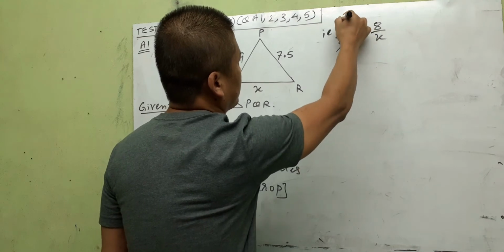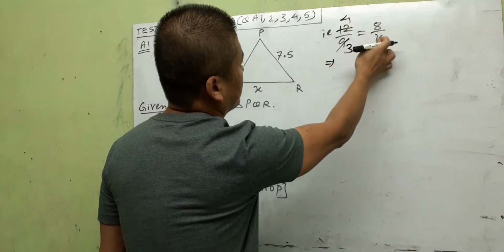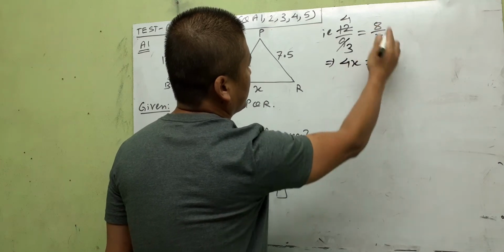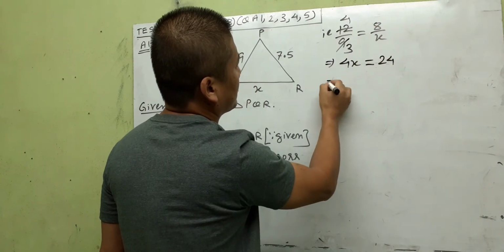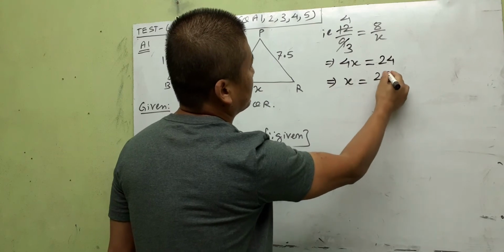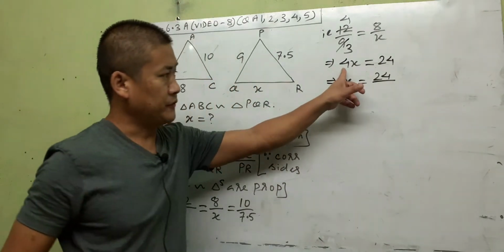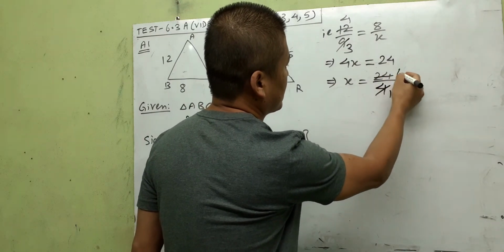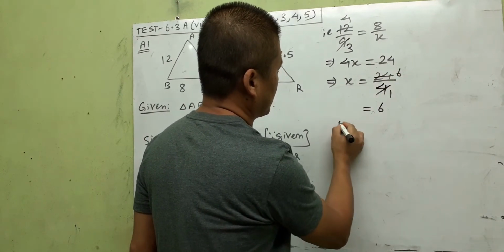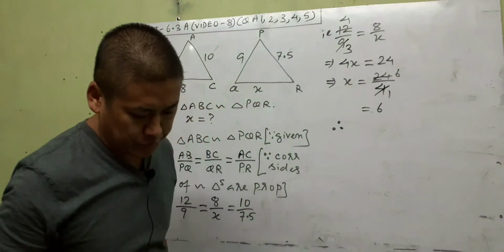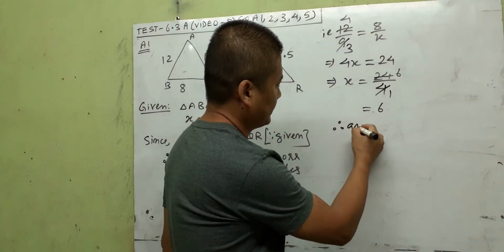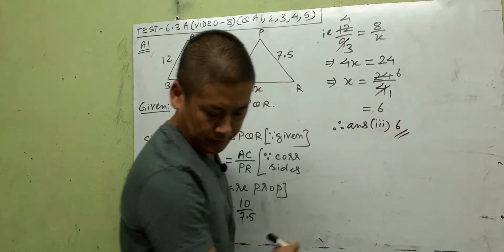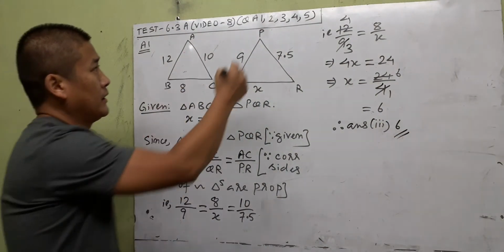3, 3s are 9, 4s are 12. So cross multiply: 4 into X, 4X. After that equal, then 3 into 24. So we have here X will be equal to 24. Then this 4 shifted to the right side will go to the denominator. And 4 sixes are 24. So X equal to 6. For the answer choice that matches, there is the number 3, which has the answer as 6 units. A1 done. Let's go to 2.